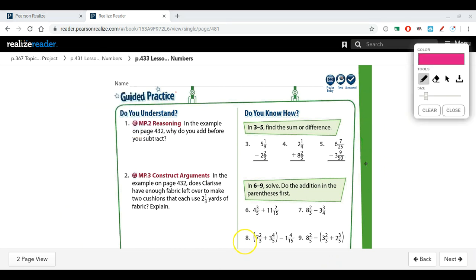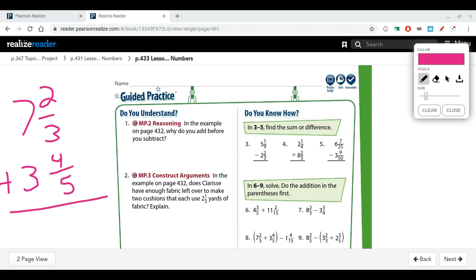Problem number 8. So we can get some practice. So it says do the addition in the parentheses first, because again, when we have parentheses, that's what we do first. So I'm going to add first on problem number 8, and then I'm going to subtract. So I have 7 and 2/3, and I'm going to add that to 3 and 4/5. Common denominator is going to be 15ths.